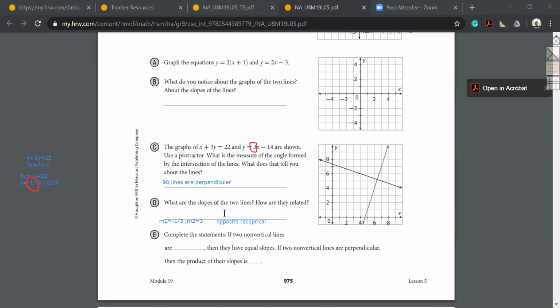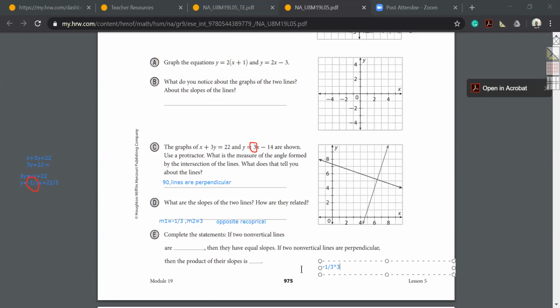So complete the statement. If two non-vertical lines are parallel, they will have equal slopes. If two non-vertical lines are perpendicular, then the product of their slopes is what? I will try a very, very small experiment with you. M1 here was negative 1 over 3, right? M1 was negative 1 over 3. What if we multiplied it by 3?